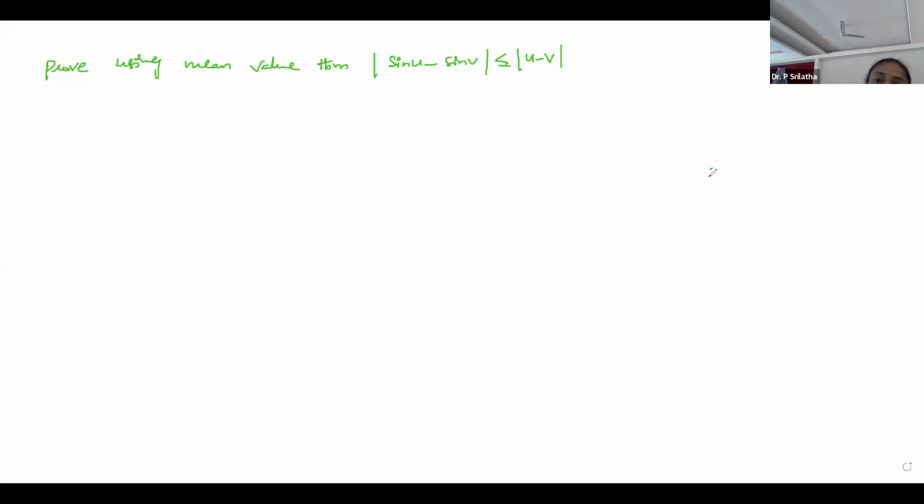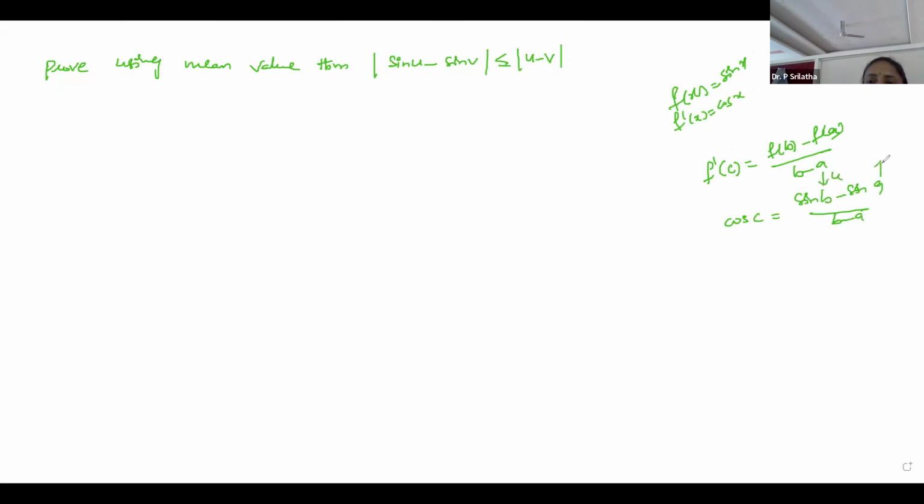So what is the main formula? f dash of c equal to f of b minus f of a divided by b minus a. Here the function f of x is sin x, right? So f dash of x is cos x. So f dash of c is cos c, that is equal to sin b minus sin a divided by b minus a. But here we are having u and v.